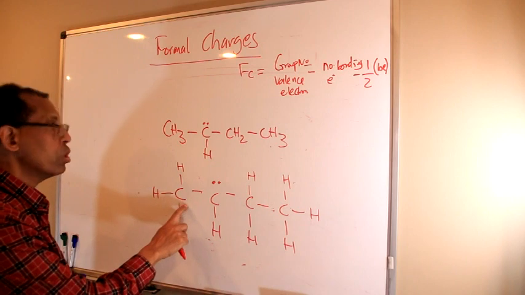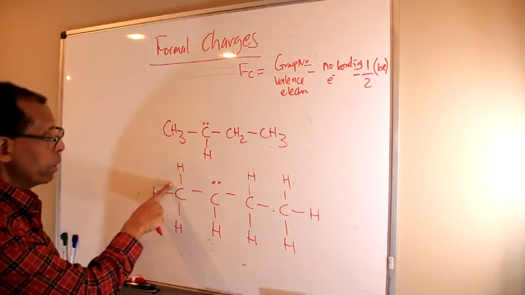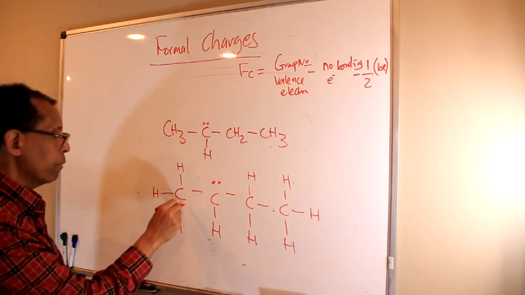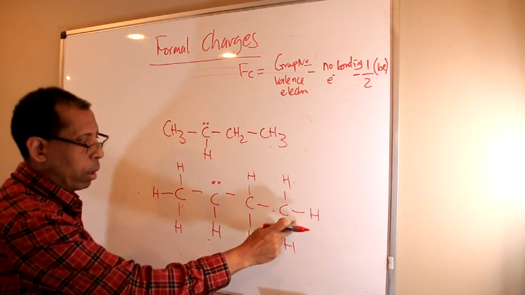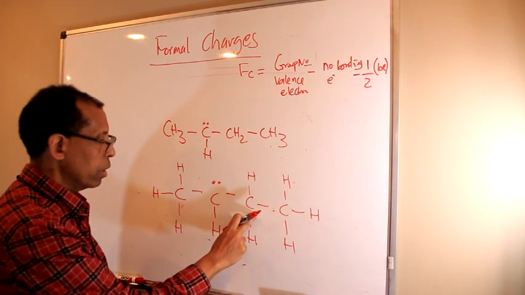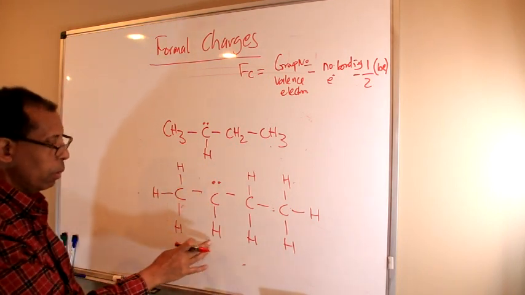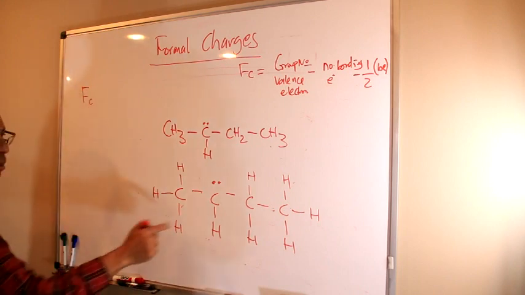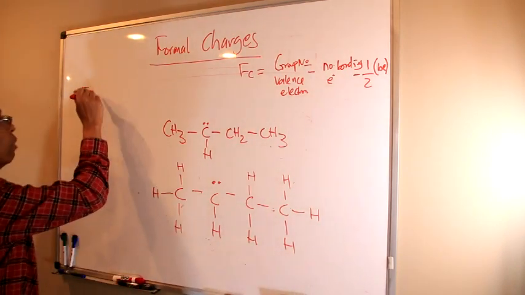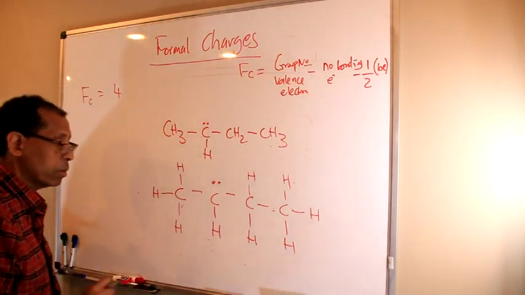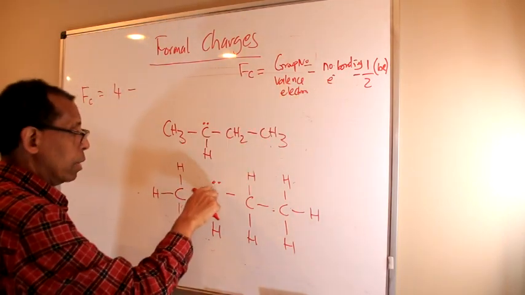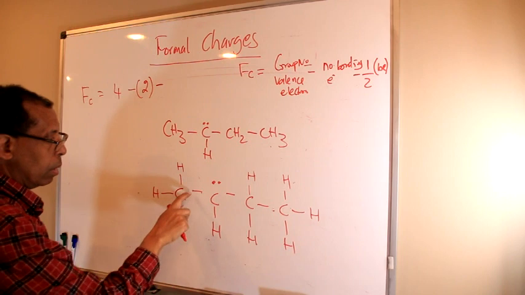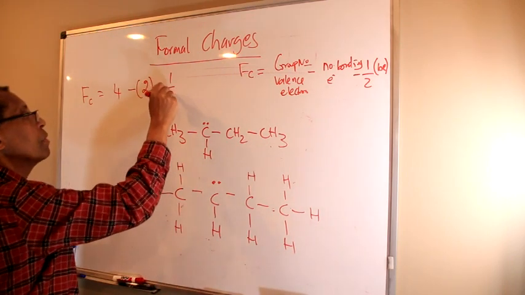For example, for this one, the formal charge would be: the valence electrons is 4, there are no non-bonding electrons, and half of the bonding electrons is 4, because there are 8 of them. So this has a 0 formal charge, and this one is also a 0 formal charge, this is a 0 formal charge, but remember, this one looks a little different. So let's calculate the formal charge for this carbon. This is group 4, obviously, it's carbon, and valence electrons are 4, minus non-bonding electrons, two of them are non-bonding, because there is no bond to them, and half of the bonding electrons, 1, 2, 3, 4, 5, 6, half of 6.